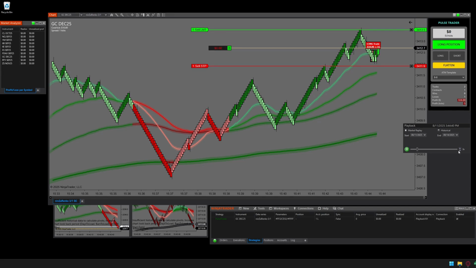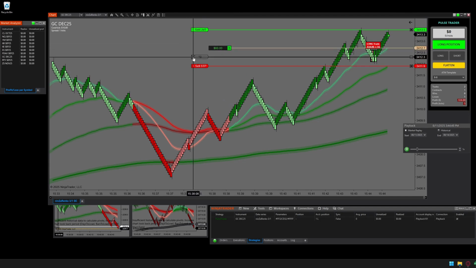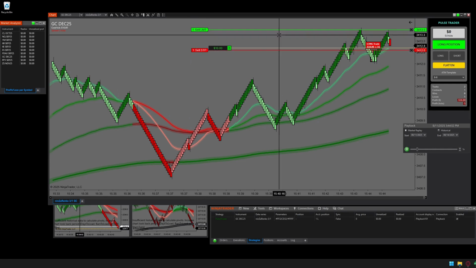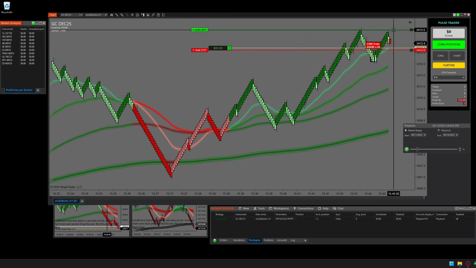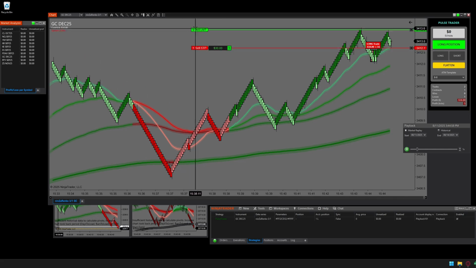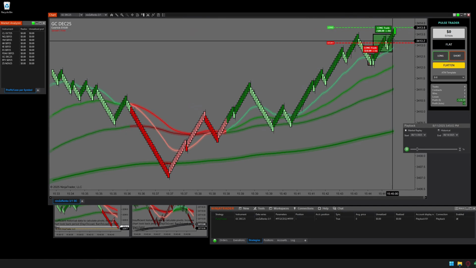I'm going to forward it a little bit. All right, we can go to break even if you want. We can move our stop loss up a little bit if you want to protect our earnings. As you can see, we missed that take profit by a tick. Let's go to break even and let's see what happens. All right, we reached our target profit.